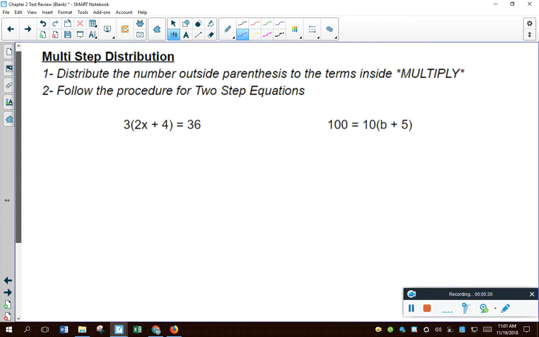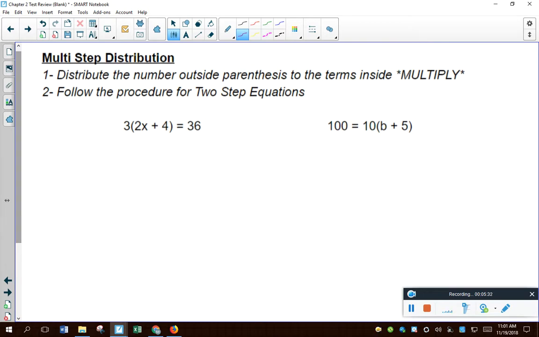Our next section is multi-step equations, but there's a few different types. Our first one is distribution. That means there's a number outside of a grouping with parentheses. I'm going to draw my arrows from my 3 to every term inside the parentheses. Those arrows are going to represent multiplication.